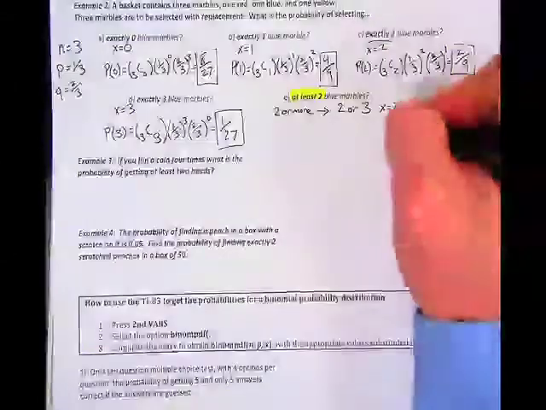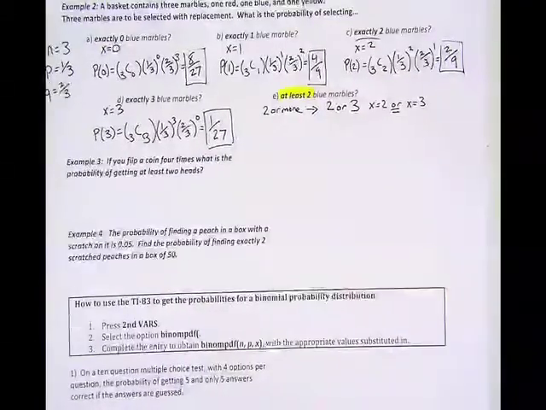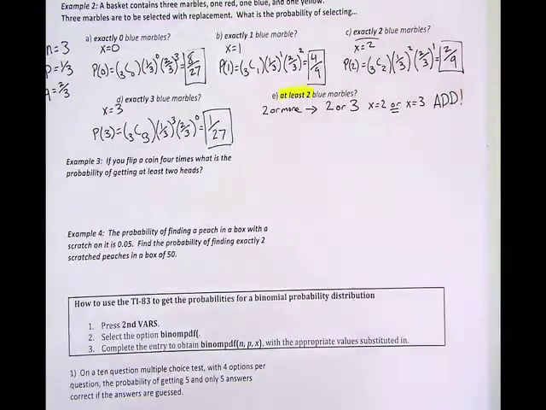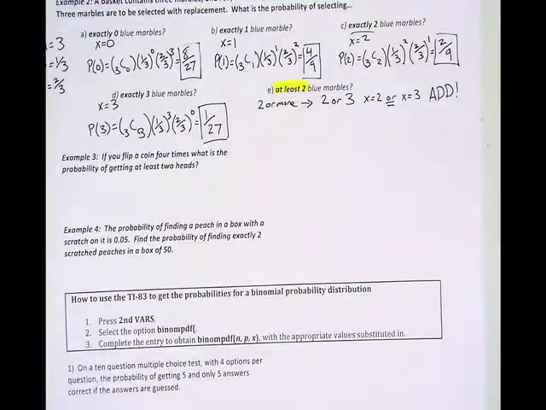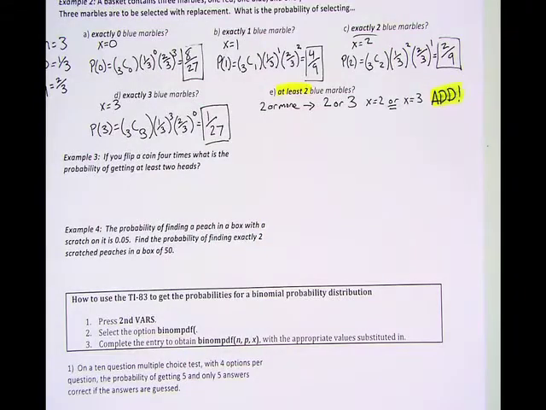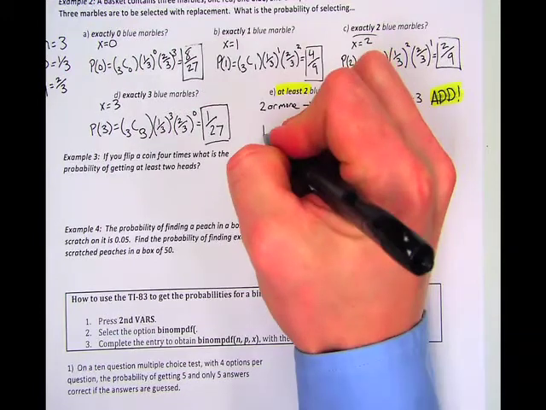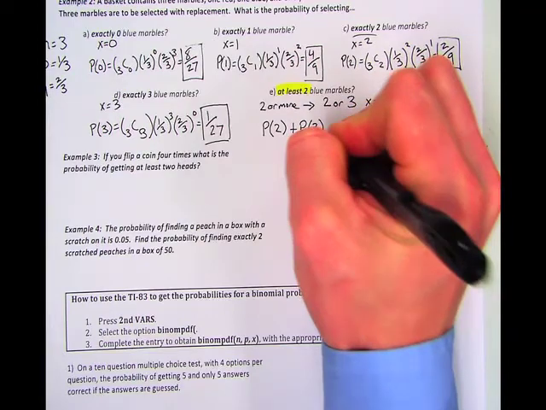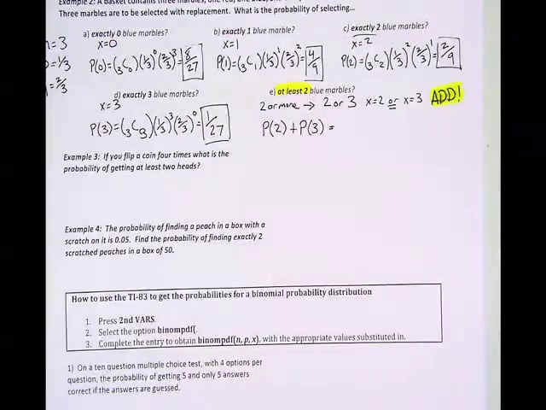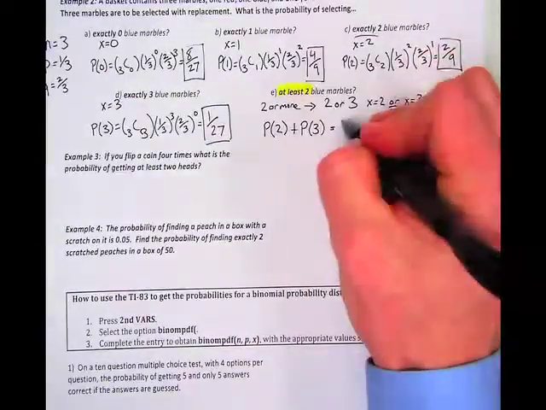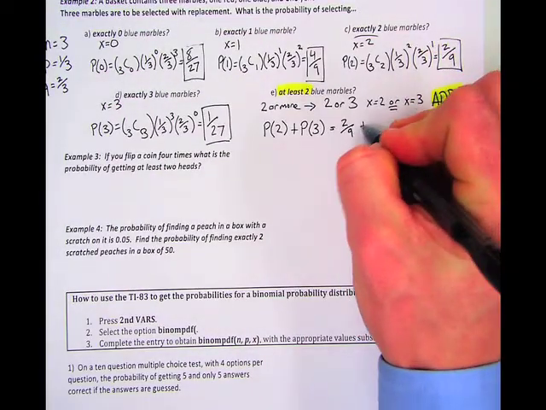And if you remember our OR formula, this is the formula where we have to add. So anytime you have an at least problem, you're going to look for the ORs, that number and higher, and then add them together. So we're going to find the probability of getting exactly 2 plus the probability of exactly 3. And fortunately, we've already done these. Okay, so the probability of exactly 2 is 2/9. And the probability of exactly 3 is 1 over 27.